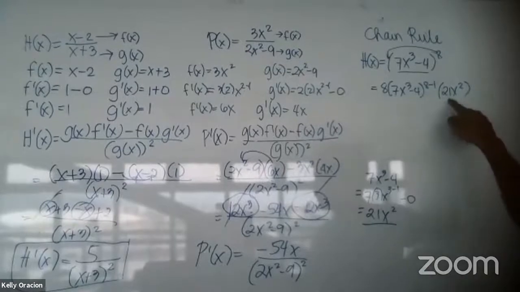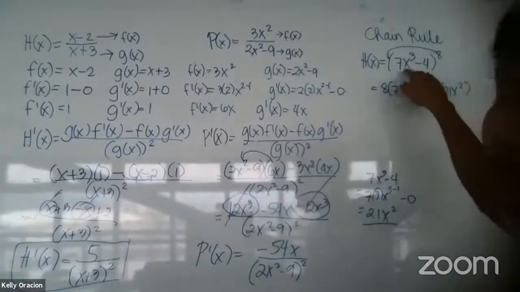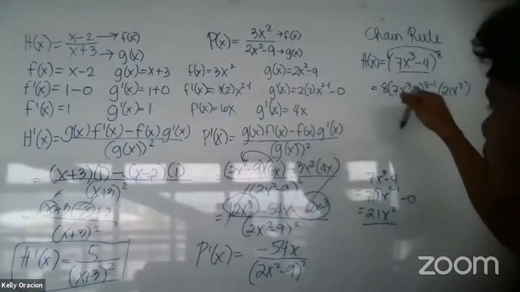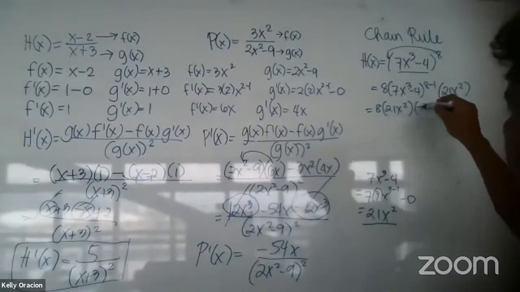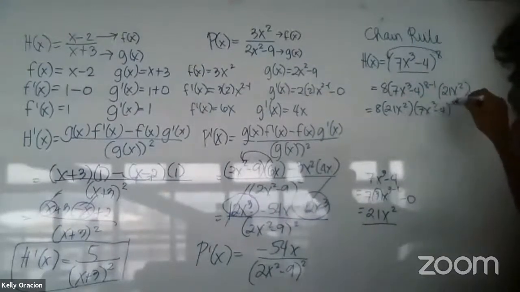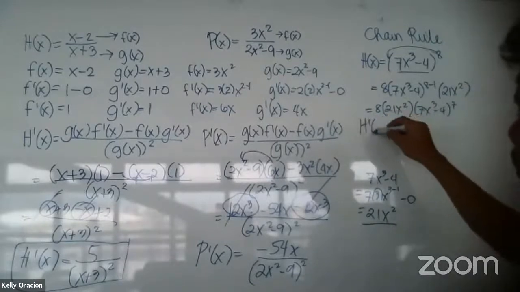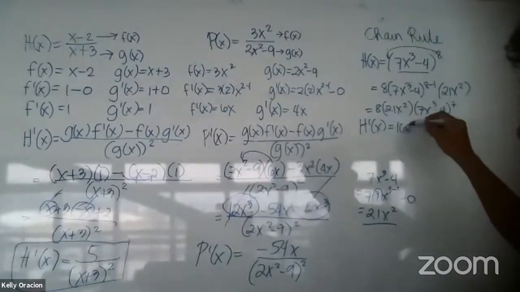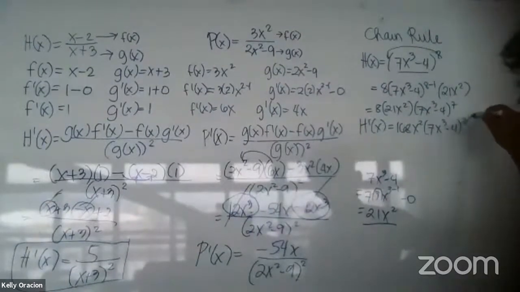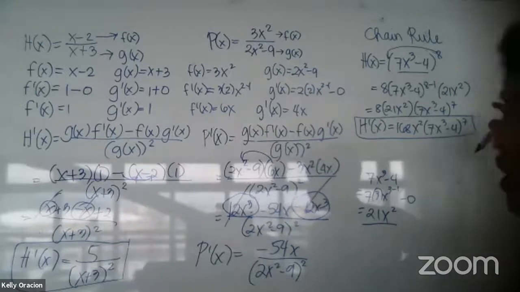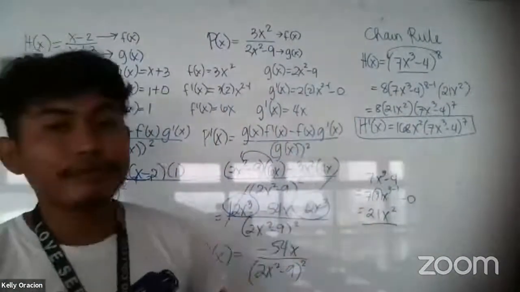So again, where does this 21x squared come from? It comes from the derivative of our base. Then, arranging: 8 times 21x squared times 7x cubed minus 4 raised to 7, since 8 minus 1 is 7. So the final answer, h prime of x, is 168x squared times 7x cubed minus 4 raised to 7. And this is now your answer.